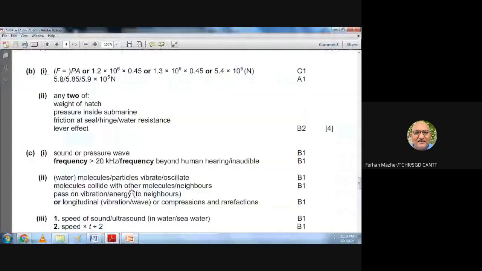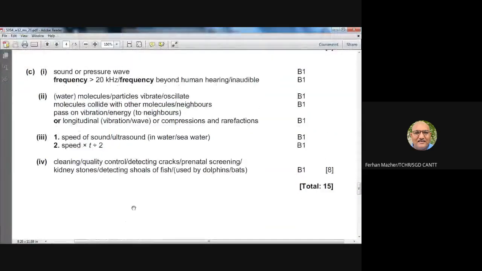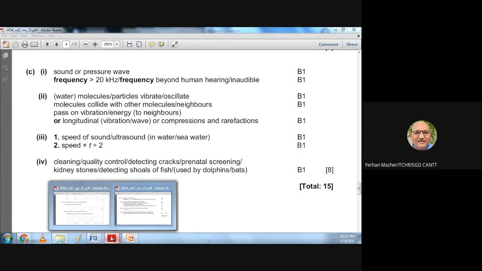Marking scheme says the sound or pressure waves and frequency is more than 20 kHz. Kilohertz means 20,000 hertz. And it's beyond human hearing. They are inaudible to humans. So I hope that you will be able to write the definition of the ultrasound. It's a 2-mark definition.